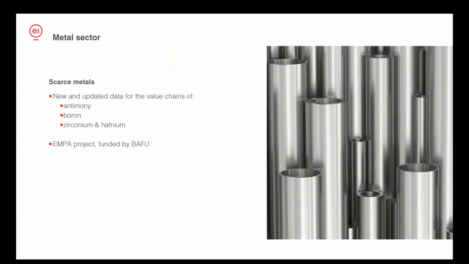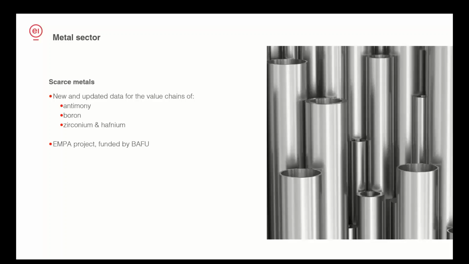There are new and updated datasets provided again by EMPA in the framework of a project sponsored by the Swiss Federal Office for Environment, BAFU. There is new data concerning scarce metals, namely antimony, boron, zirconium, and hafnium. For antimony, it's data that is adapted to represent the ore grade and the recovery rates in China.